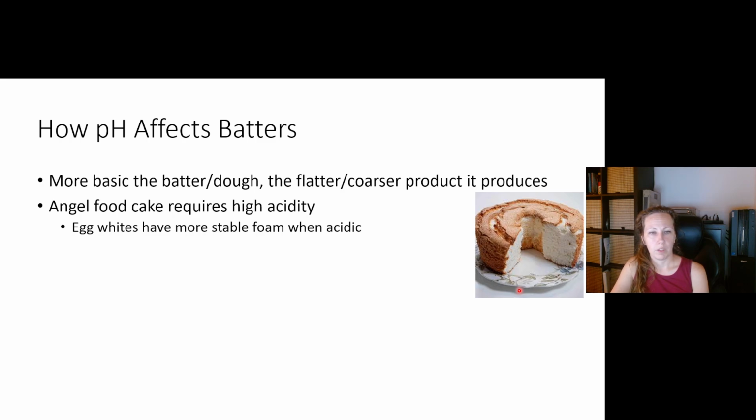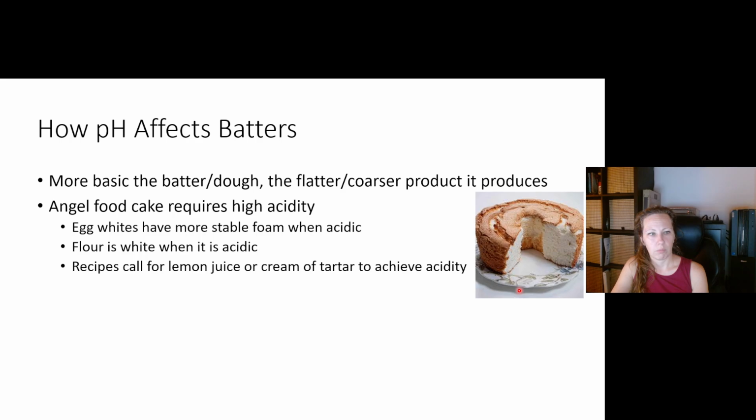Also, some reasons for that, egg whites have a more stable foam when they're acidic. Flour is whiter when it's acidic. So the recipes for angel food cake will generally call for lemon juice or cream of tartar to achieve that acidity in it. And so if you don't have that acidity, it's not going to be as airy, and it won't be as white.